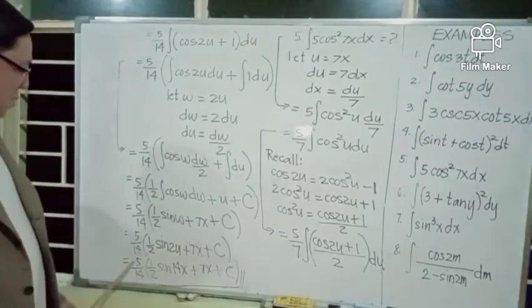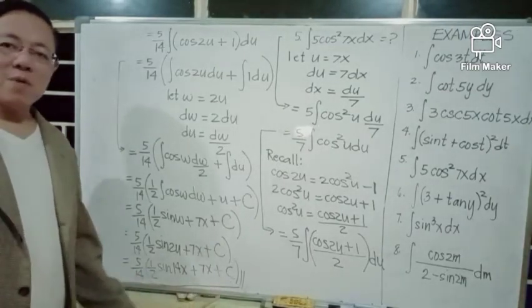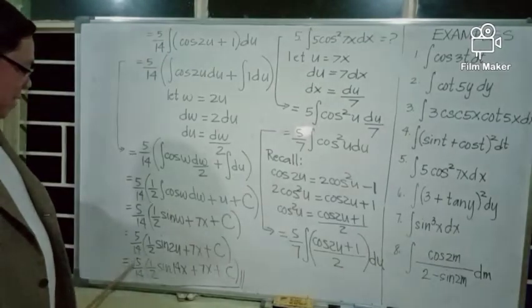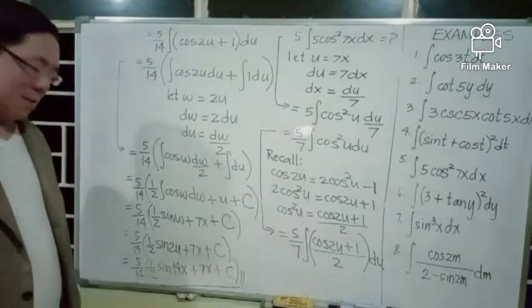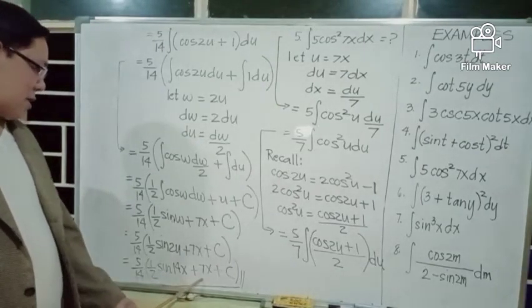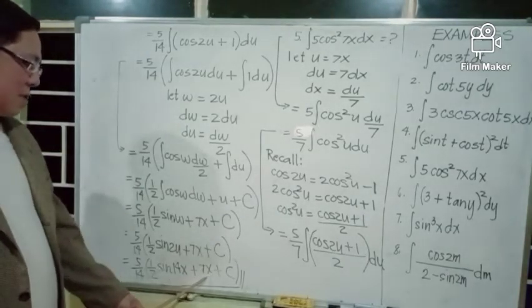Again, you may distribute 5 over 14. Multiply each of these terms by 5 over 14. If you do that, the first term will be 5 over 14 times 1/2, which is 5 over 28, multiplied by sine of 14x. The second term will be 5 over 14 multiplied by 7x.